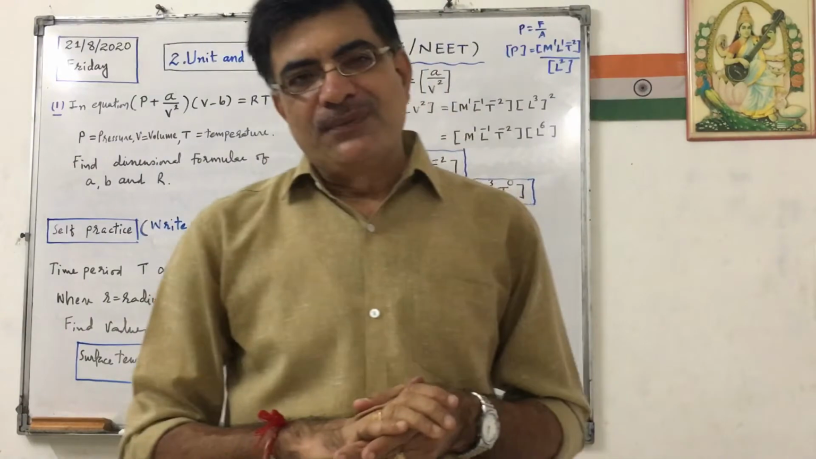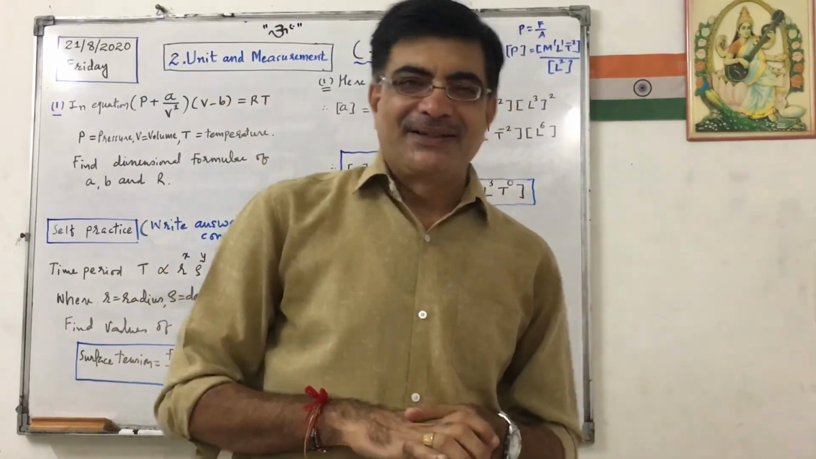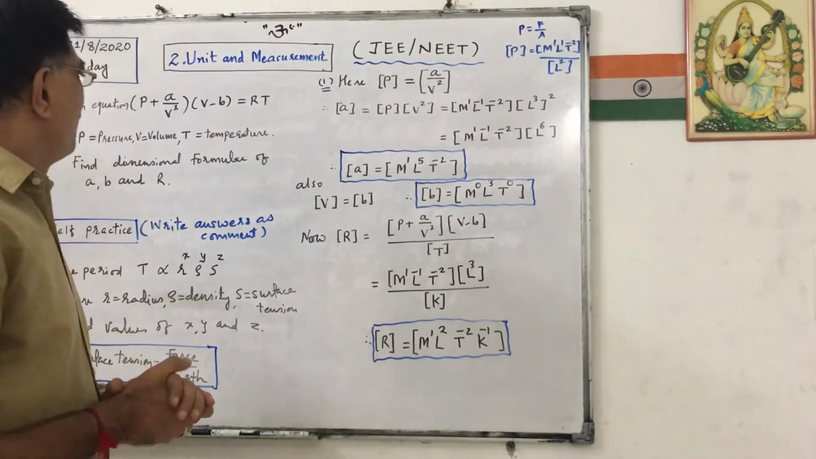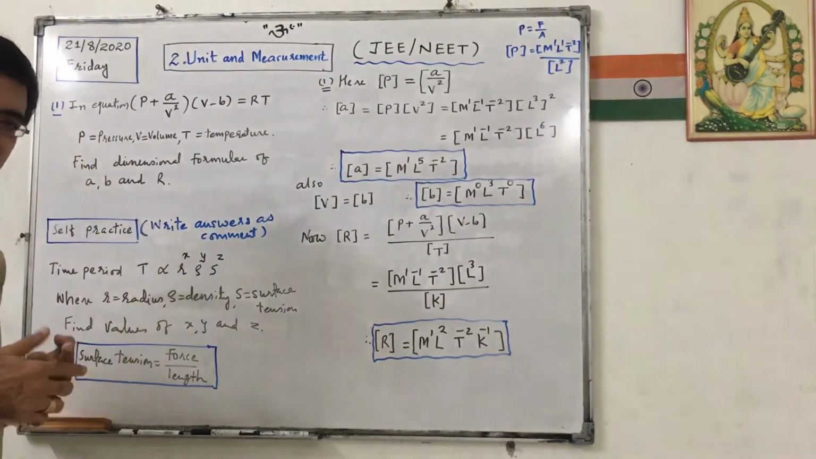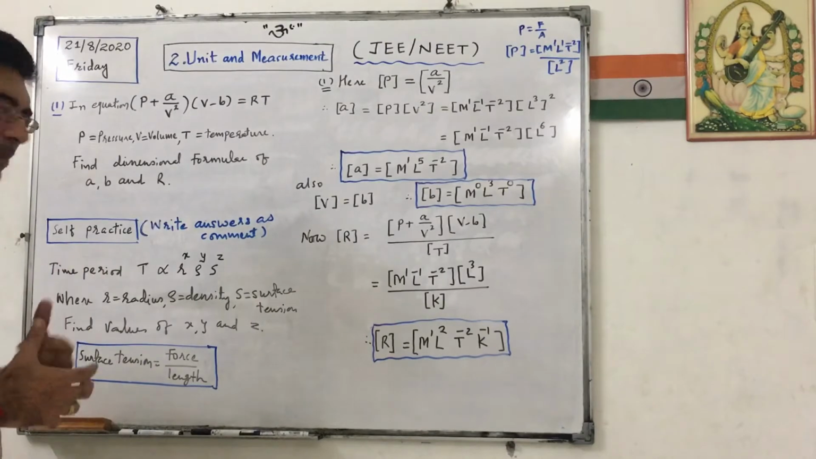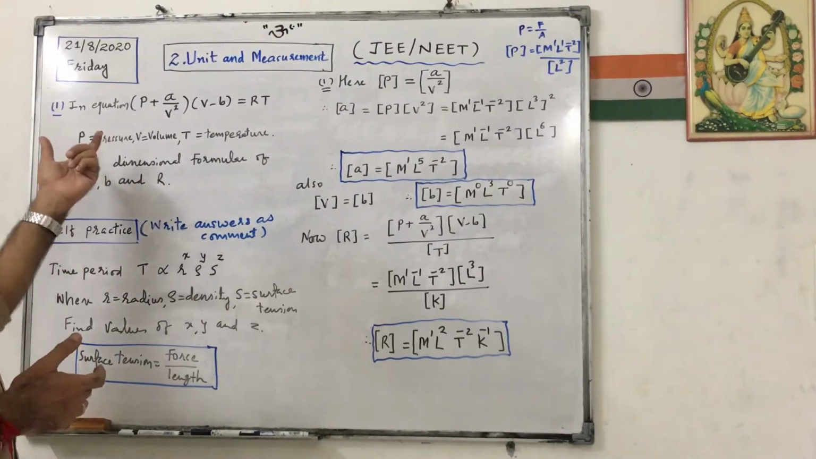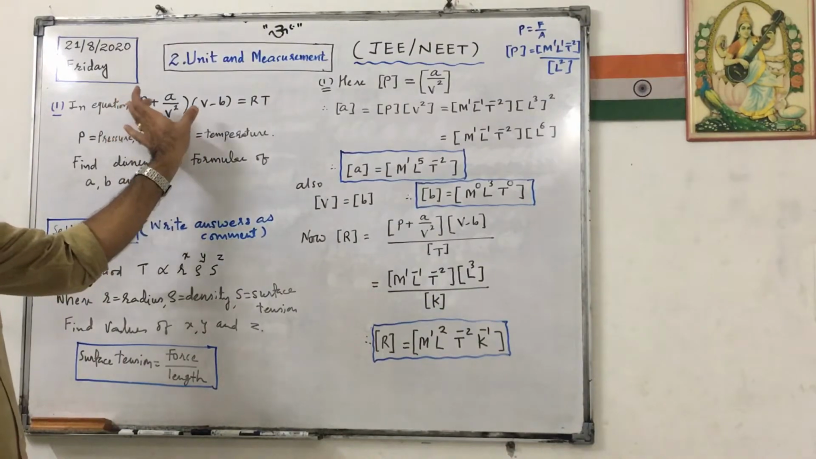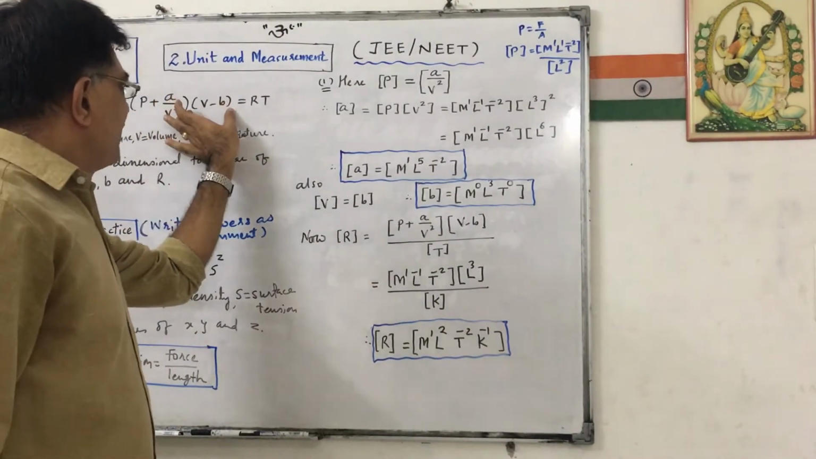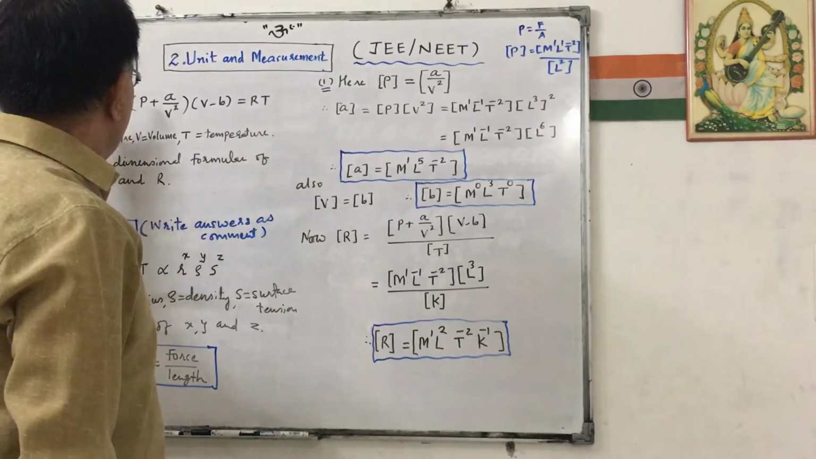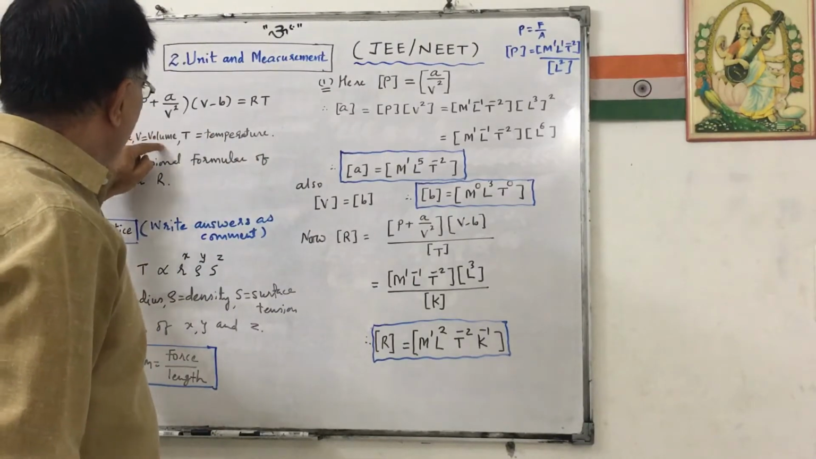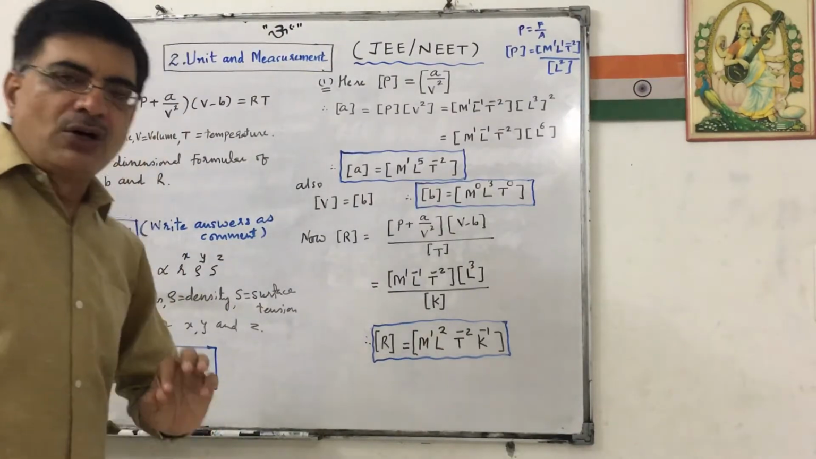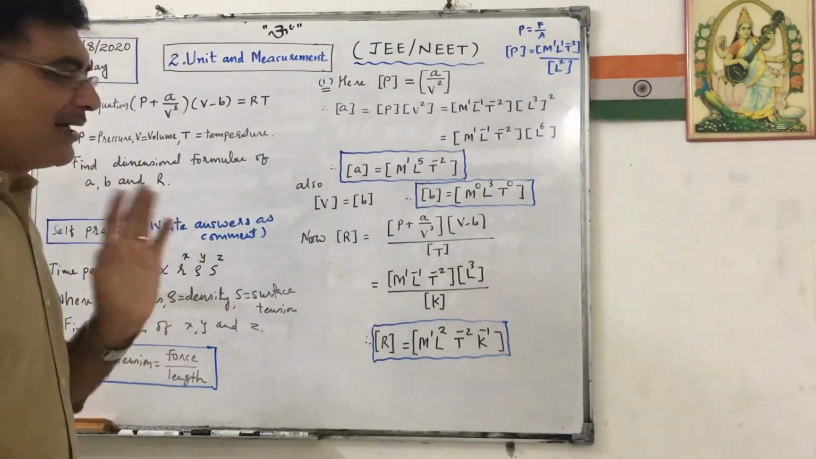We are preparing for JEE and NEET. The chapter is units and measurement. One problem I will solve and one I will give you as self practice. The problem is in the equation (P + A/V²)(V − B) = RT, where P is pressure, V is volume, T is temperature. Find the dimensional formulae of A, B and R.